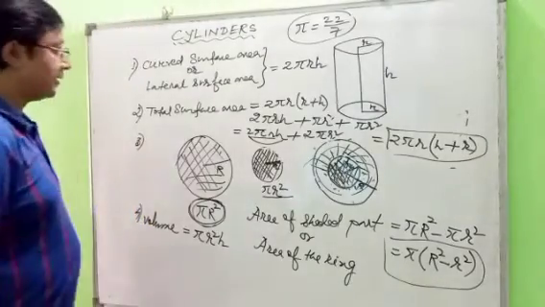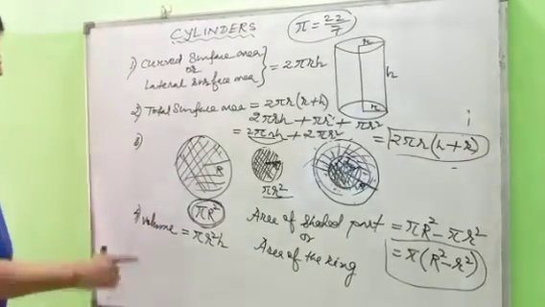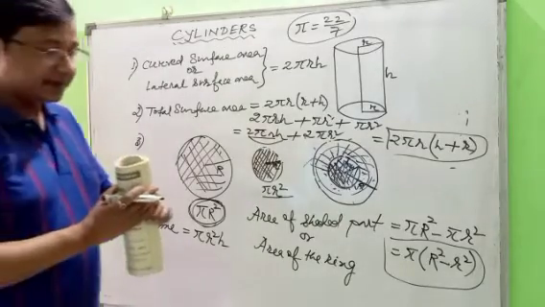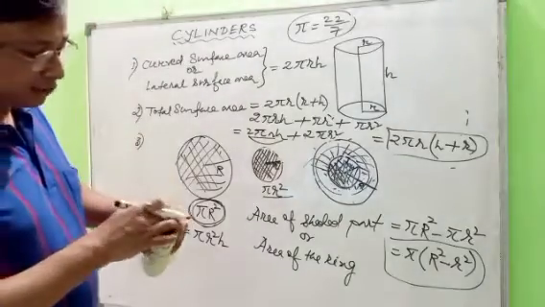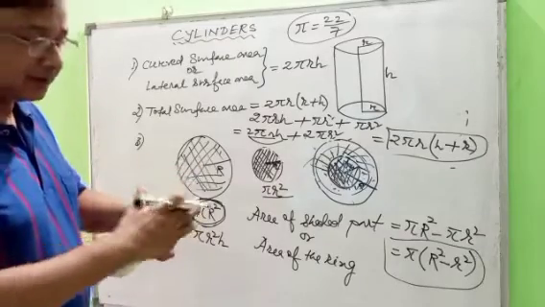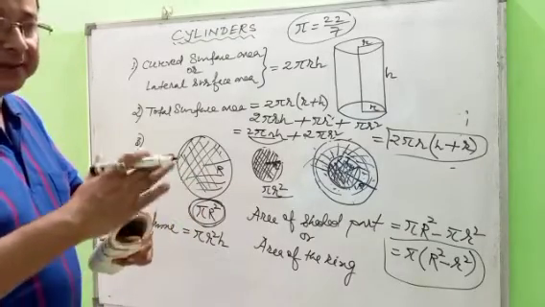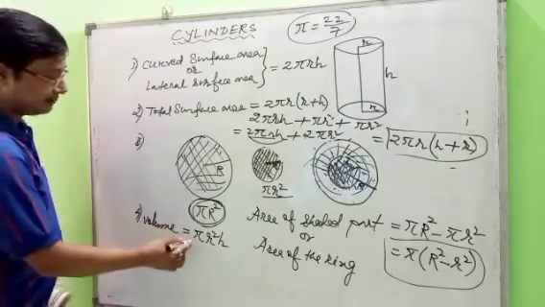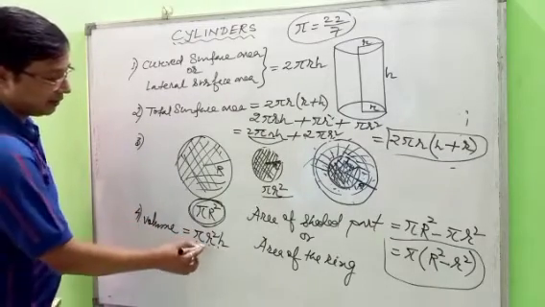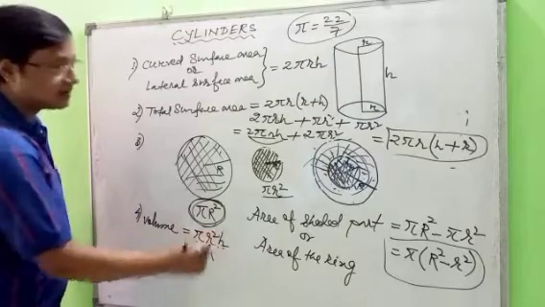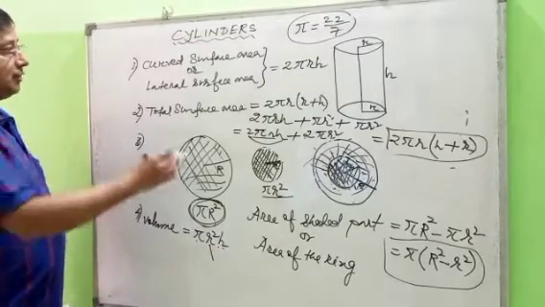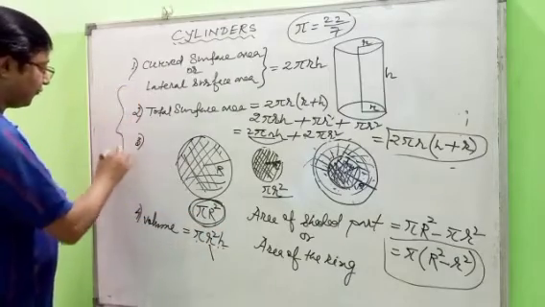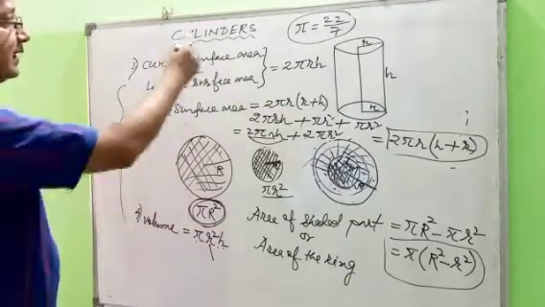Now one more is there for the cylinder. That is the volume. The volume of the cylinder means the amount of space occupied within this container, that means how much space is there inside. To get its volume, it is pi r square h, where r is the radius and h is the height. So here 1, 2, 3, 4, these four formulas are related to the cylinder.